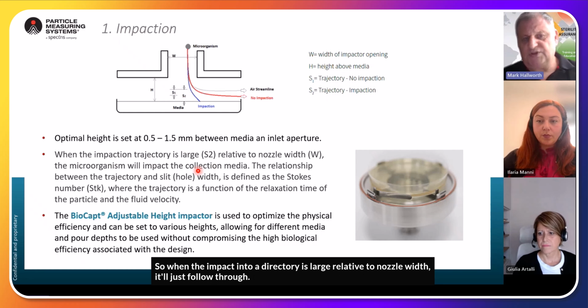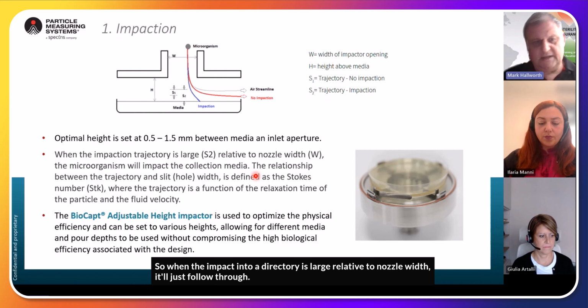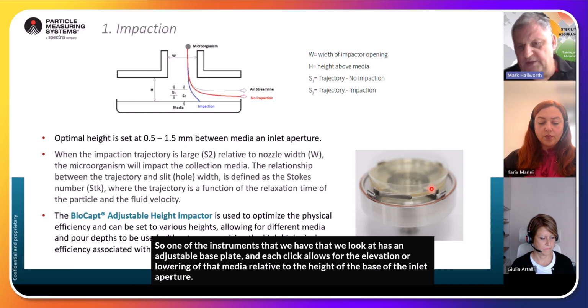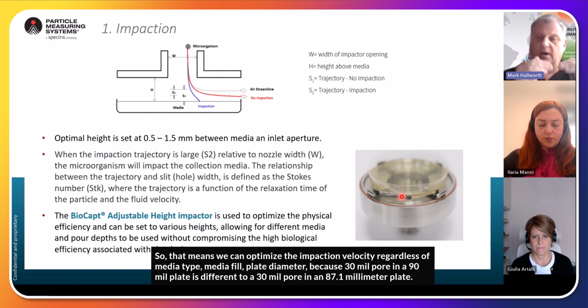So when the impaction trajectory is large relative to nozzle width, it'll just follow through. So one of the instruments that we look at has an adjustable base plate, and each click allows for the elevation or lowering of that media relative to the height of the base of the inlet aperture. So that means we can optimize the impaction velocity regardless of media type, media fill, plate diameter, because 30 mil pore in a 90 mil plate is different to a 30 mil pore in an 87.1 millimeter plate.